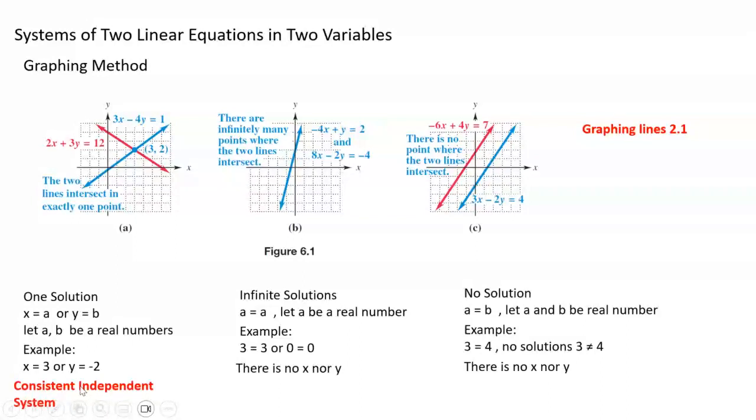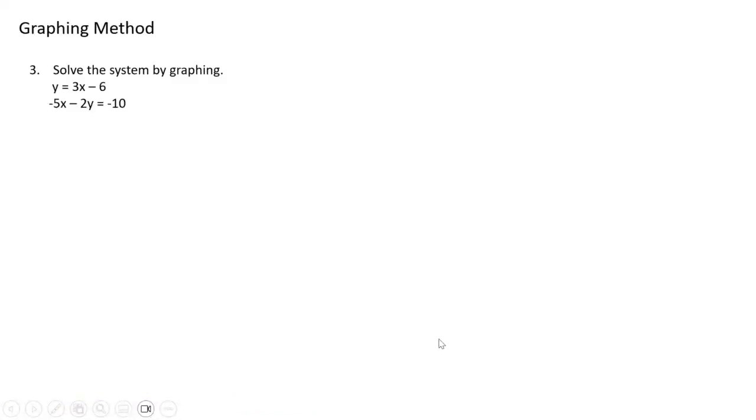Okay, if you have one solution, it's going to be called a consistent independent system. If you have infinite solutions, it's going to be called a consistent but dependent system. And if no solution, it's going to be called an inconsistent system.